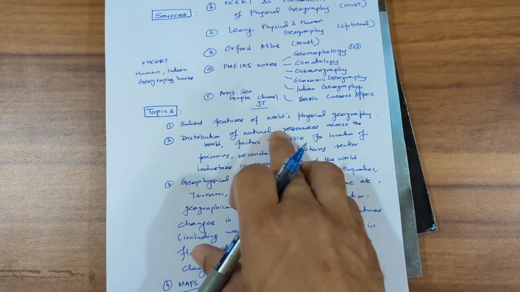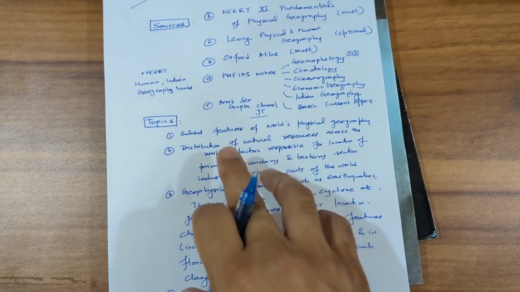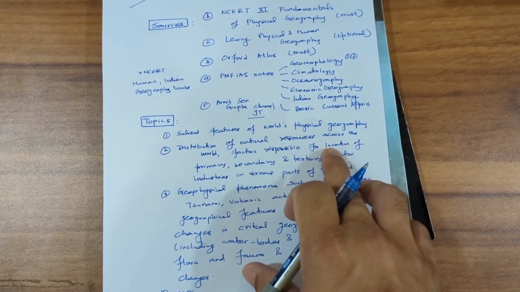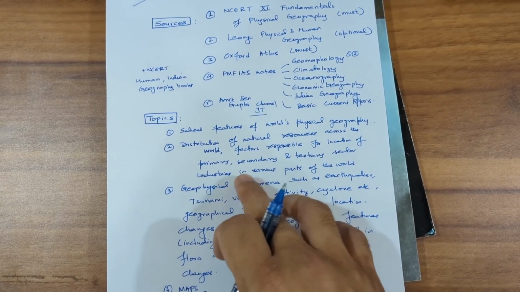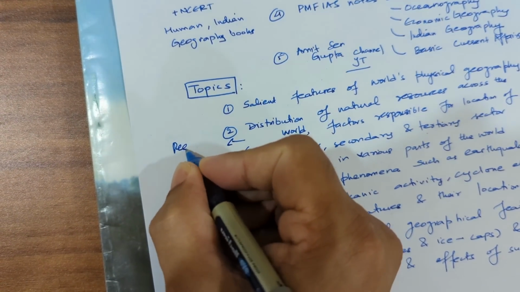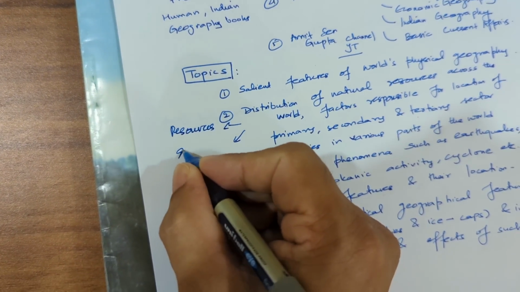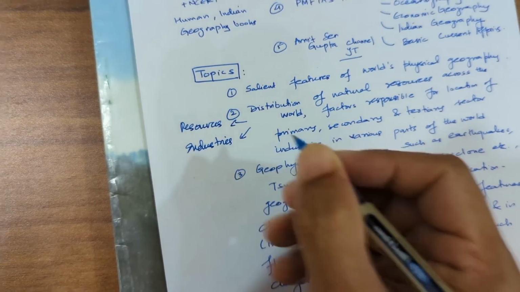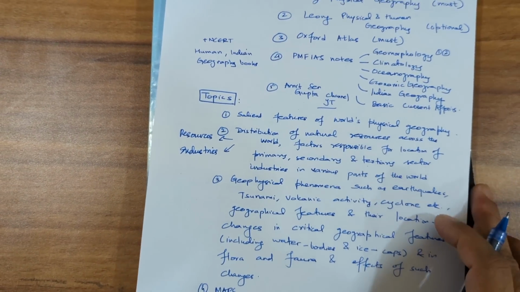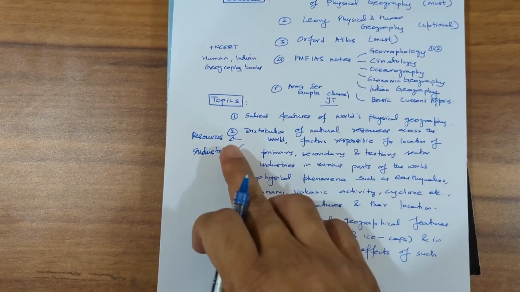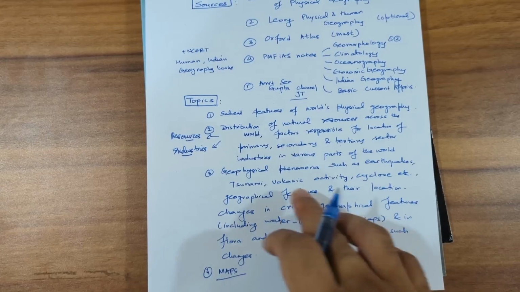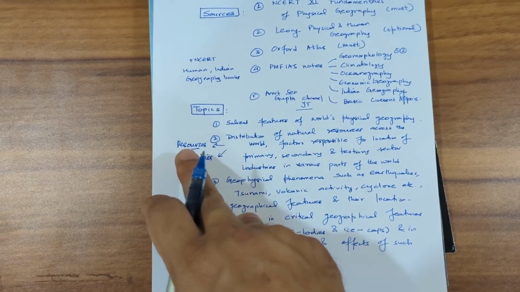Then it provides distribution of natural resources across the world. So whatever natural resources are there in the world, the distribution of that, and factors responsible for the location of various industries in various parts of the world. So this topic is talking about two particular things: resources and industries. All right, how are various industries located around the world and why? These two topics are covered well in PMFIAS also, I think, and they're also covered well in YouTube videos. But these two are not really covered very well in NCERT. So I will share my notes also where I covered these particular parts.